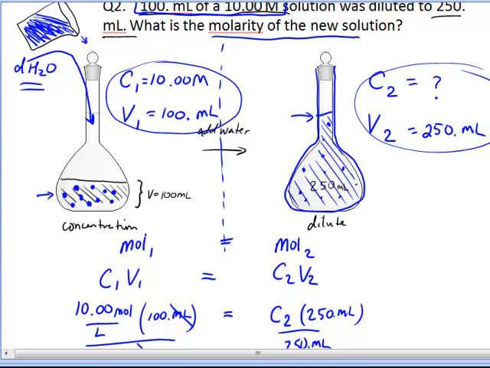Since we're adding a little bit more water than that, it's 250, not 200, then the concentration should go down a little bit more. So instead of 5 molar, the answer is 4 molar because it's 250 milliliters, not 200.